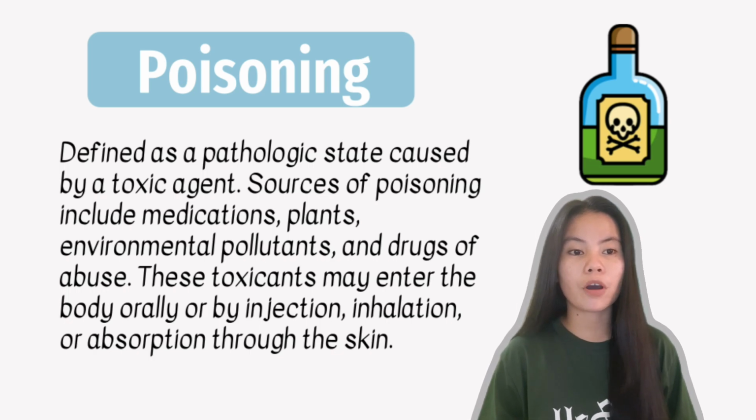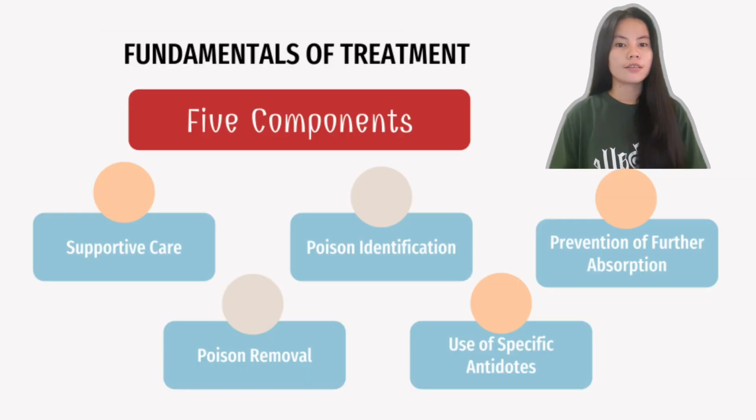Symptoms of poisoning often mimic those of disease, and hence the possibility of poisoning should be considered whenever a diagnosis is made. Poisoning is a medical emergency and requires rapid treatment. The fundamentals of treatment of poisoning have 5 components: supportive care, poison identification, prevention of further absorption, poison removal, and use of specific antidotes.